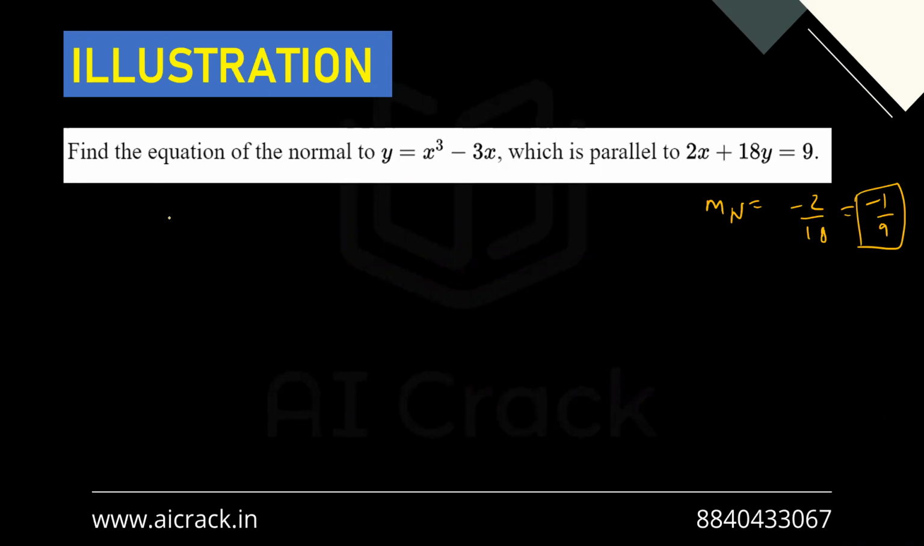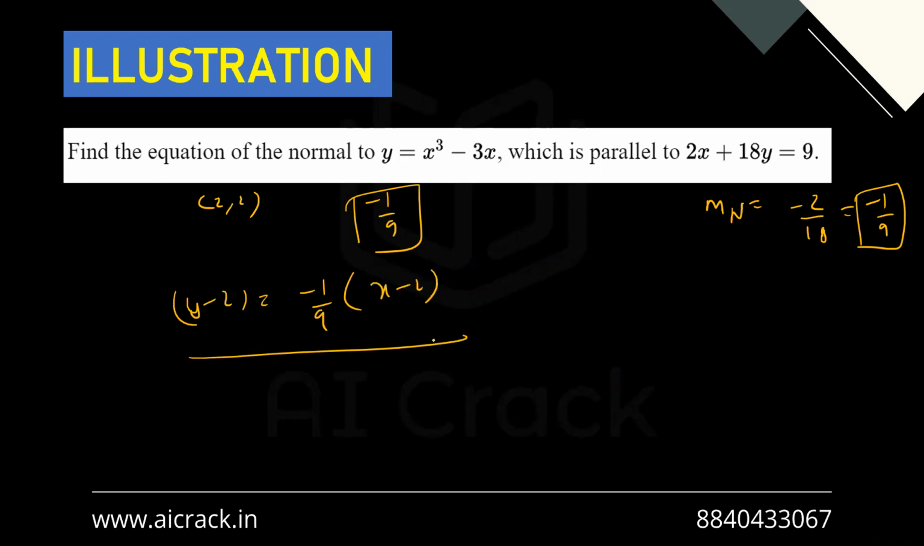Now you have got the point, that is 2 comma 2. You have got the slope minus 1 by 9. Then you can easily find the equation of the normal. That would be y minus 2 equals minus 1 by 9 times x minus 2. This would be your equation for the normal, right?